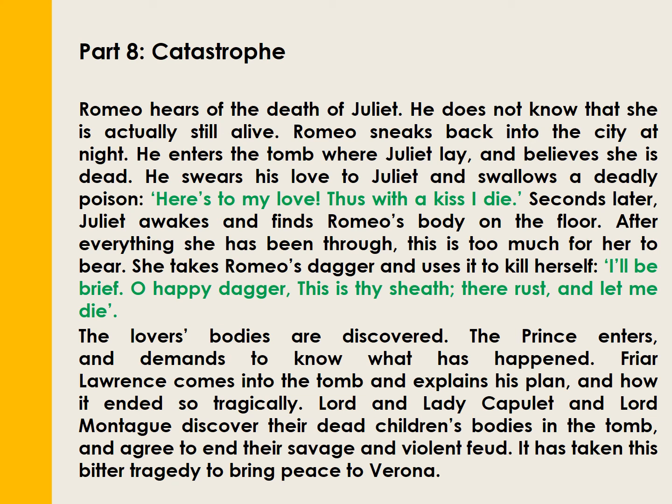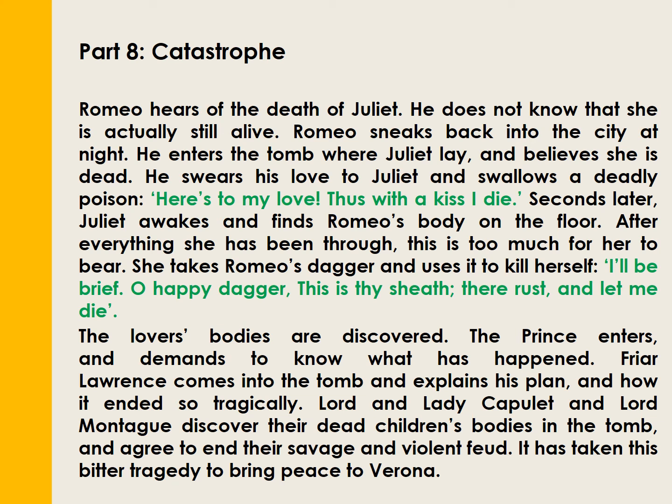And Romeo, of course, hears of the death of his Juliet. He doesn't know that she's actually still alive. Romeo sneaks back into the city at night. He enters the tomb where Juliet lays and believes that she is dead. He swears his love to Juliet and swallows a deadly poison. "Here's to my love, and thus with a kiss I die," he says.